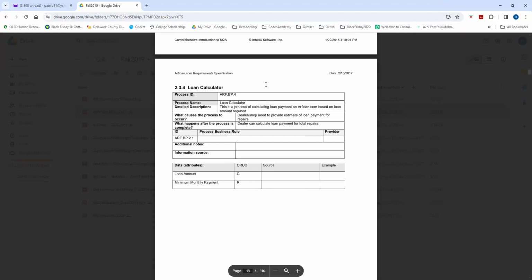So another functional decomposition was loan calculator, right? So when does this come into the picture? Who does it, right? So this is the process of calculating loan payment based on the loan amount, right? This is used when dealership needs to provide an estimate of how much monthly loan amount will be for a repair, right, to the customer. And then when it finishes, you will be able to get that data and then share it with the customer.